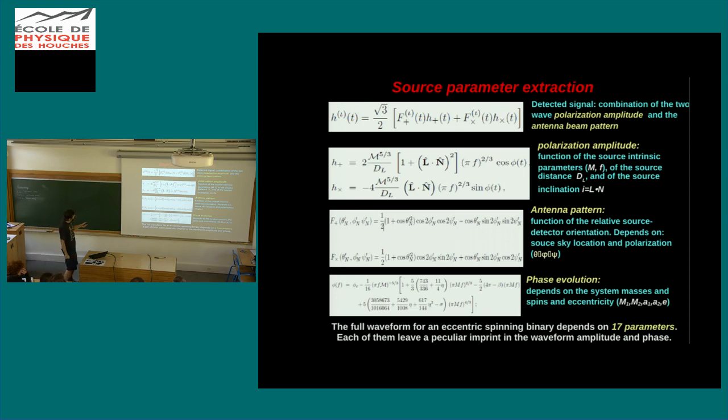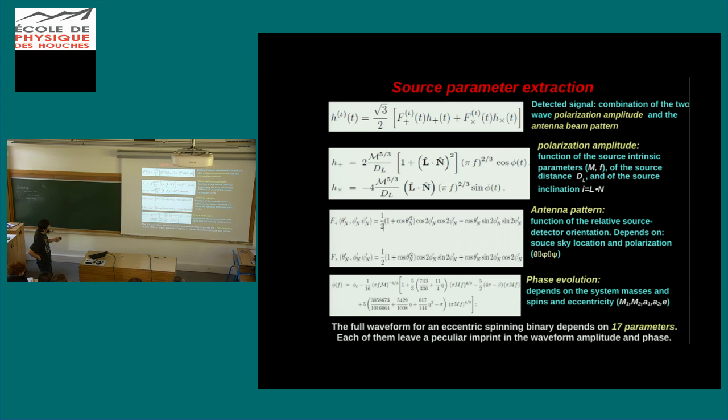You're probably familiar with the polarization amplitudes of the wave, and you know that they depend on the masses and the frequency. They depend on the distance and the inclination angle. And you know that there is some degeneracy between distance and inclination angle, so it makes it hard to measure the distance if you cannot separate the two polarizations.